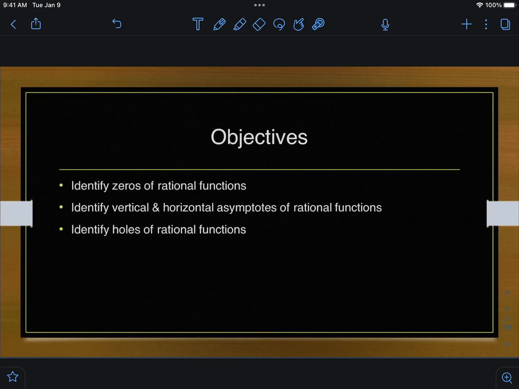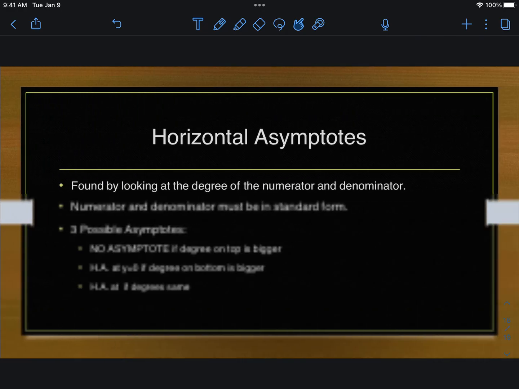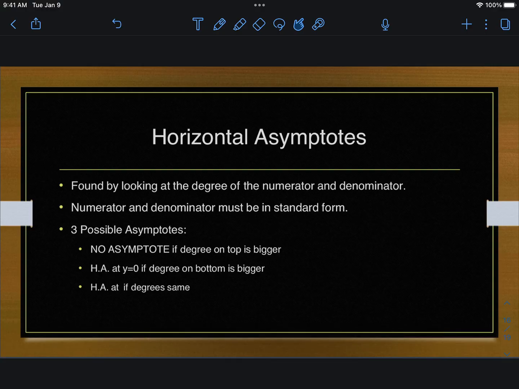In this video, we're going to focus on horizontal asymptotes. When it comes to horizontal asymptotes, they don't come from the factored form, they actually come from the regular form. We find these by looking at the degree of the numerator and comparing it to the degree of the denominator. We want to have them in standard form so we can just take that first term. Then we don't have to worry about any of the other stuff.